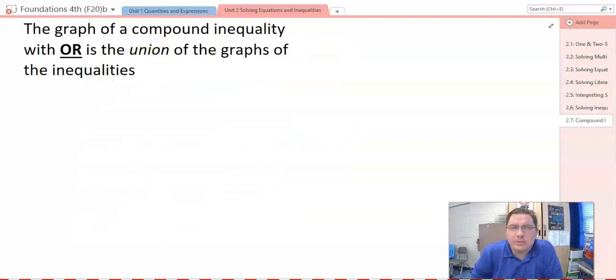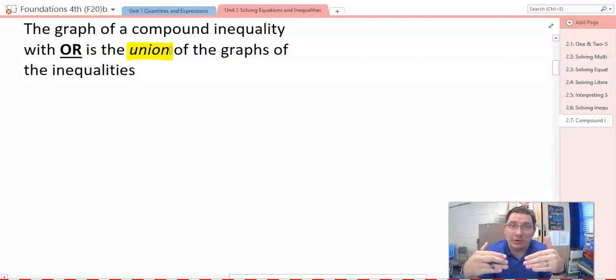So with OR statements, here's our statement on what an OR is. The graph of a compound inequality with OR is the union of the graphs of the inequalities. And so when we talk about union, we're talking about bringing the two pieces together. And think about a union, right? We talk about a marriage is a union between two people. And so union is bringing it together to make it one. And so let's look at a statement here that is an OR statement and see how that's going to graph.